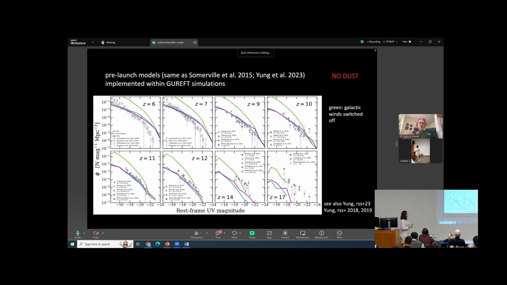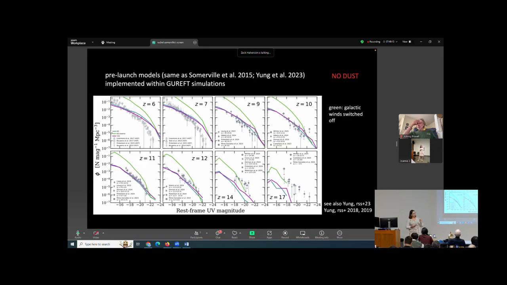So you already saw a version of this diagram. This is an expanded version of what you saw from Aaron. This is the rest frame UV luminosity function at a bunch of different redshifts, where the gray points are a compilation of the observations. And the purple and blue lines are the models that we published. Actually, these are more or less the same models that we published in 2008. Okay, so they really haven't changed very much. And with the improved modeling of photometry that Aaron talked about, these do pretty well at matching the UV luminosity functions out to redshift 12, and then they start to drop below the observations.